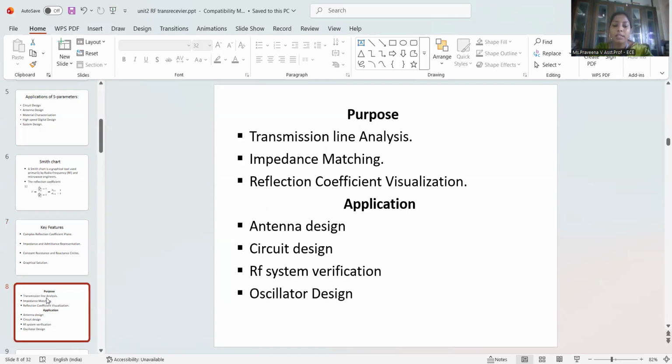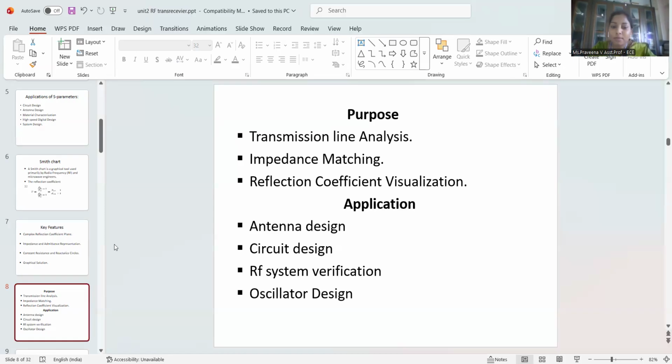And let us see the purpose and applications of the Smith chart. What are the applications of the Smith chart? First, analysis of the transmission line. That is, the Smith chart is used to analyze the behavior of the transmission line, including impedance transformation, standing waves, and signal reflection. For a real-time example, in a cable TV network, the signals travel through a long coaxial cable, right? So engineers can use a Smith chart to analyze the impedance changes and minimize the signal losses over a transmission line. Okay.